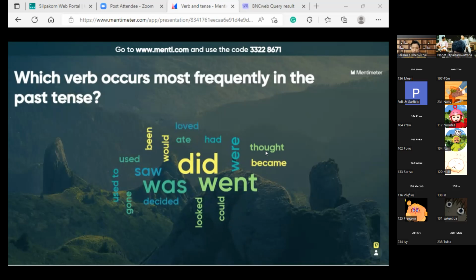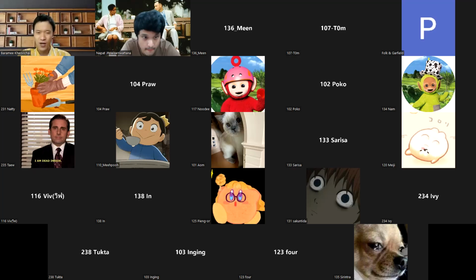Okay, right. And here we have some more answers. We have the word became, we have thought, decided, we have the words loved, looked. Yep, that's good. We have the word ate as well. Interesting. Well, thank you. So some of you were quite spot on about the answer to this question. But let's take a look at the answers from the corpus.